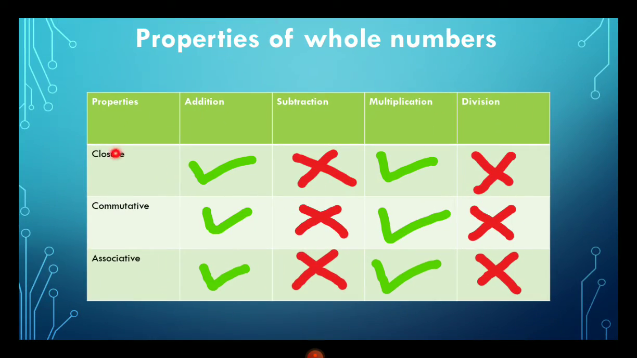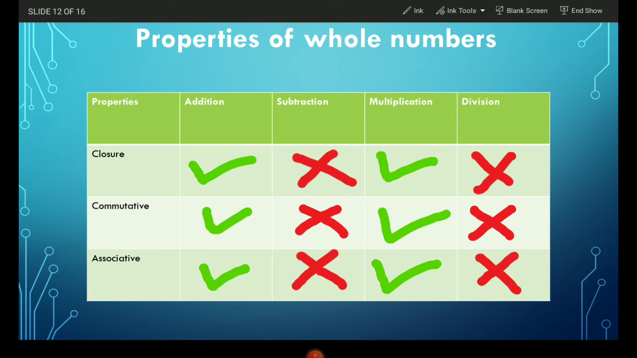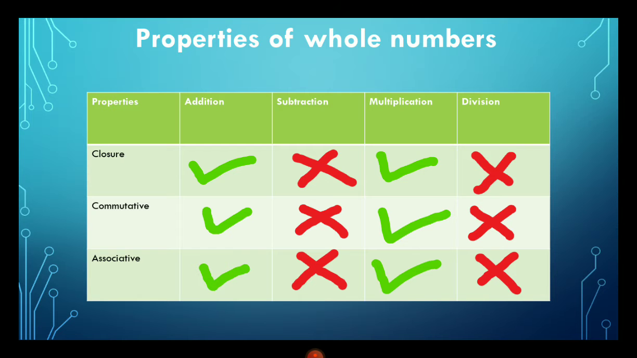Now properties of whole numbers. As you know the distributive property holds for addition, subtraction, multiplication and division, so I won't give the distributive property here, you can understand it. Now closure property. Addition follows the closure property, subtraction does not follow, multiplication follows, and division does not. Commutative property. Addition follows, subtraction does not follow, multiplication follows, and division does not follow. Associative property also. Addition follows, subtraction does not follow, multiplication follows, and division does not follow. Okay.